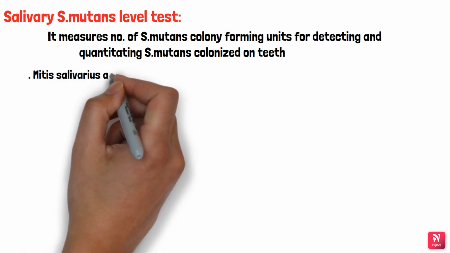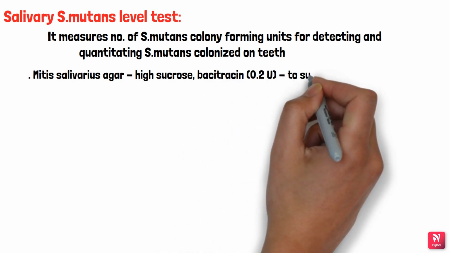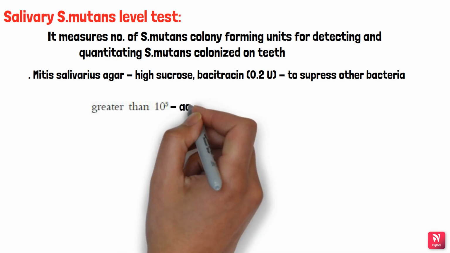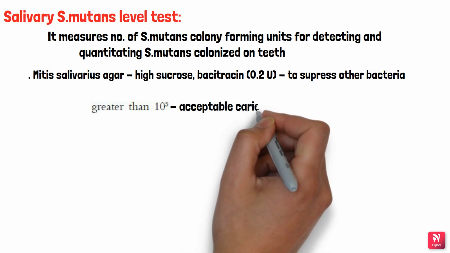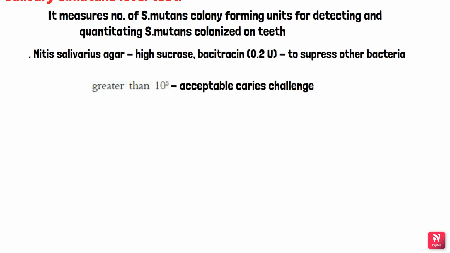And here the medium we use is Mitis salivarius agar, which is very selective for Streptococcus mutans. Why? Because it contains a high amount of sucrose and bacitracin at 0.2 units. Bacitracin suppresses all other bacteria other than Streptococcus mutans. When we incubate it, if the colony count is less than 10 power 5, then the patient has acceptable caries activity. Anything above 10 power 5 colony forming units of Streptococcus mutans means caries activity is very high.